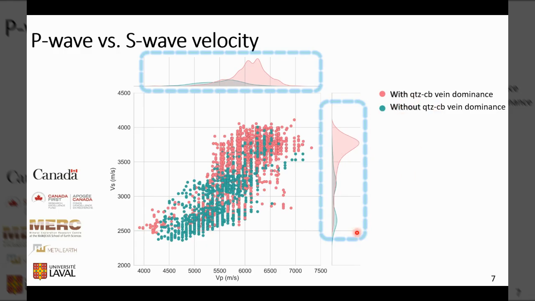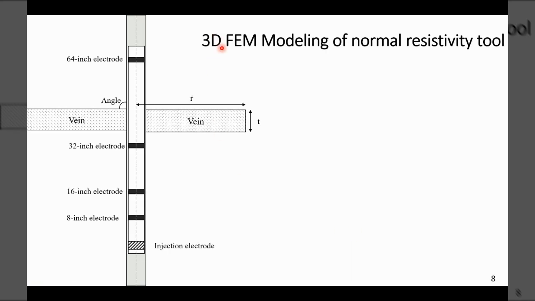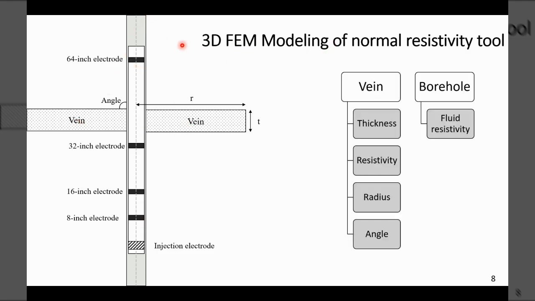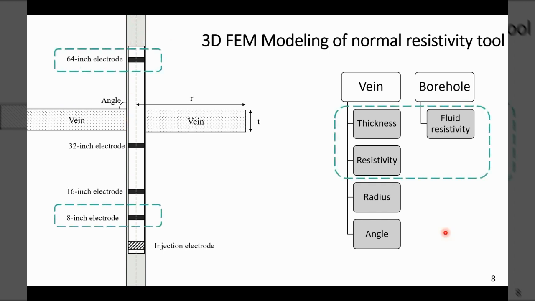we decided to see if we can model the effect of each vein parameter on the resistivity tool. So we created a 3D finite element model of our tool, vein, and borehole, and we assessed the effect of the vein thickness, vein radius, vein angle with the borehole, and also vein resistivity, plus the effect of the borehole fluid resistivity. For this presentation, I will only talk about the effect of vein thickness, vein resistivity, and the borehole fluid resistivity, and I will only show the results for the 64-inch electrode and the 8-inch electrode.